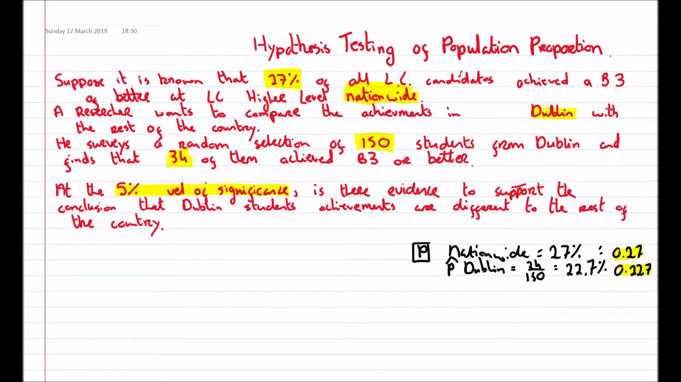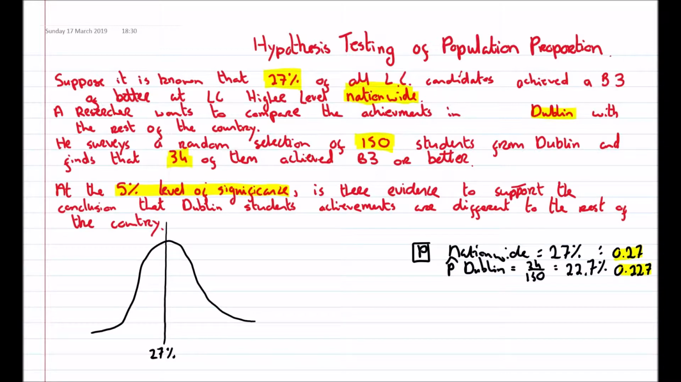This is very important. So in the nationwide Leaving Cert, we have a normal distribution. Now we can always take it that the population percentage given would be the mean or the center of that normal distribution. Okay, so we're given 27%, so we're saying 27% is the mean. Right. Now we look at this 5% level of significance.